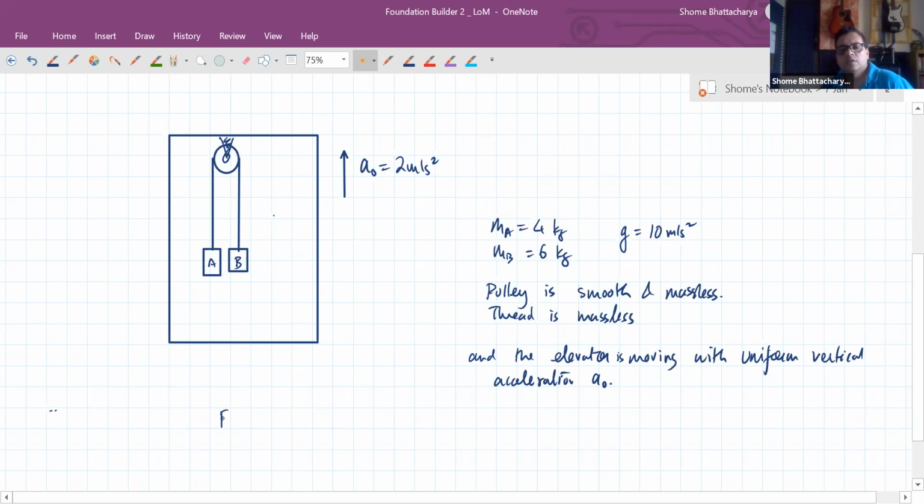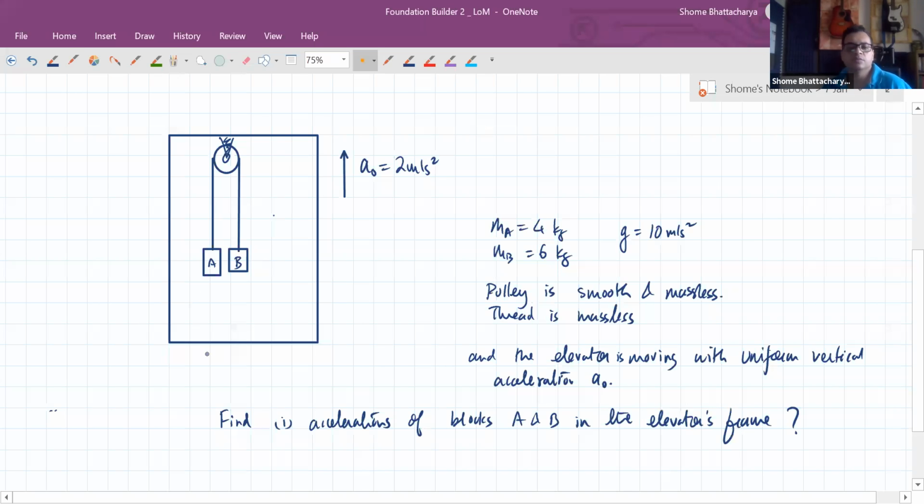So now we want to find out the accelerations of blocks A and B in the elevator's frame. So with a reference frame of the elevator, how much is the acceleration of block A and B? Then we also want to find out the accelerations of blocks A and B in the ground frame.